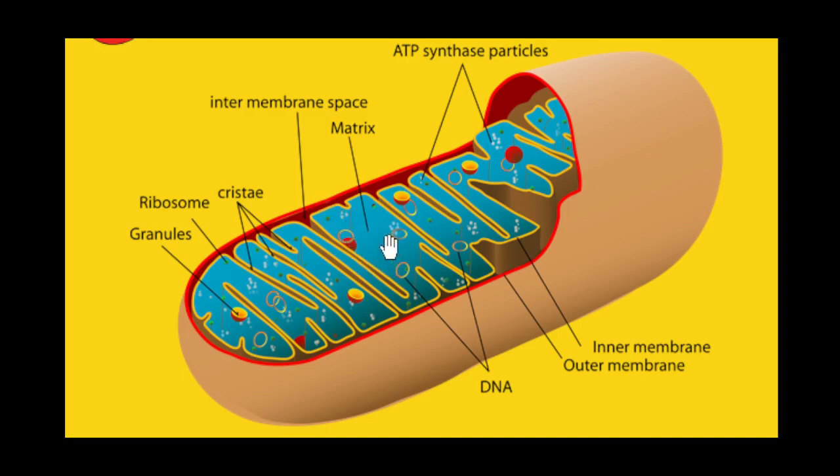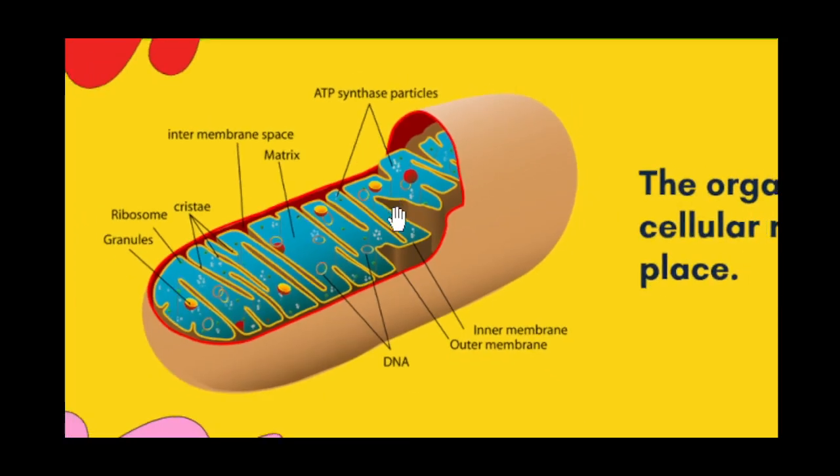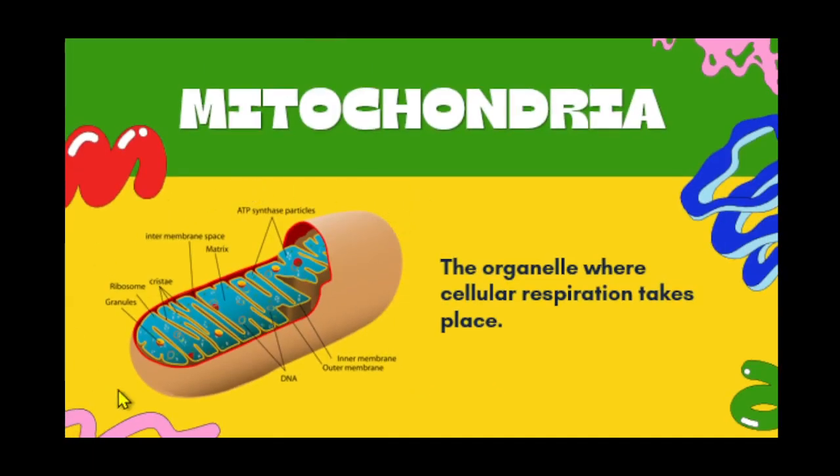The innermost part of the mitochondria inside these folds is called the matrix. Then we also have some circular DNA. And then we have our inner membrane and some ATP synthase particles. So these parts play an important role on how the process happens.